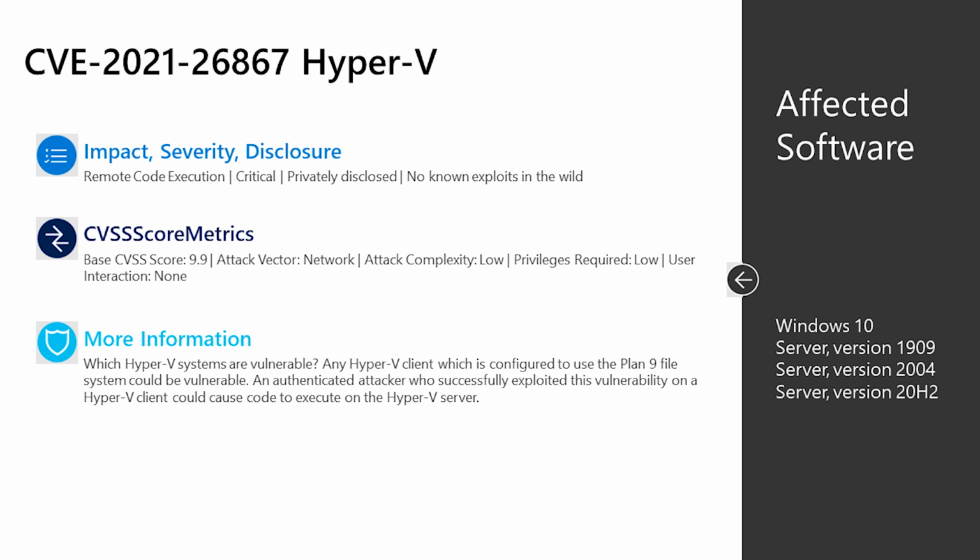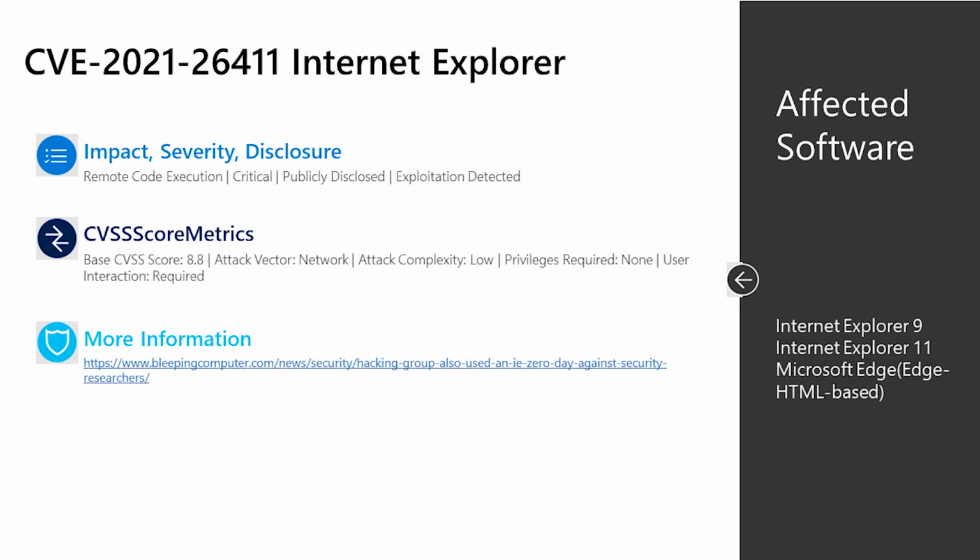Because again, this is a 9.9, and a key note here is that an authenticated attacker that uses this vulnerability would be able to execute code on the Hyper-V server. So that's breaking that security boundary between client and server. So it's really important. If you have a VM running Plan 9, get that thing updated as soon as you can.